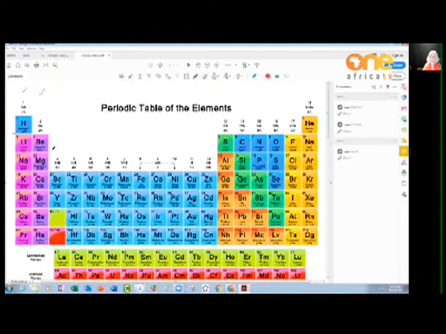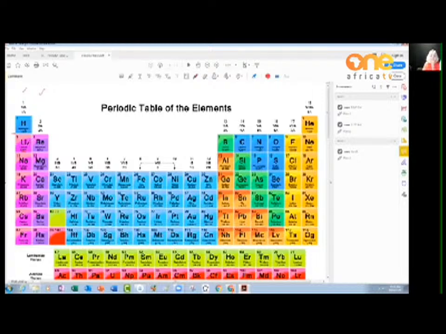And we said that they are very reactive, and their reactivity increases as we go down the group. And why are they so reactive? Because they only have 1 or 2 electrons in the outer energy shell. The alkali metals, which are group 1, have 1 electron in the outer energy shell. And group 2, the alkaline earths, have 2. That is why they belong to group 2.